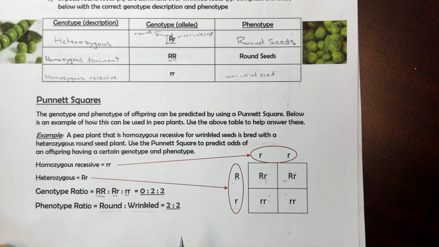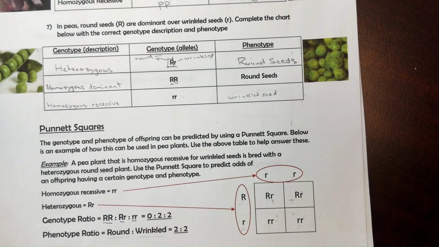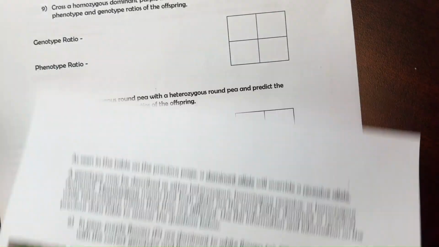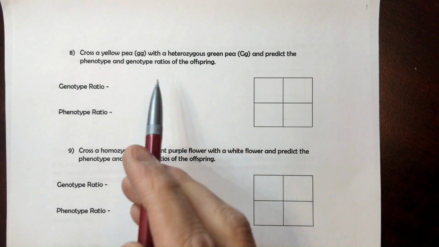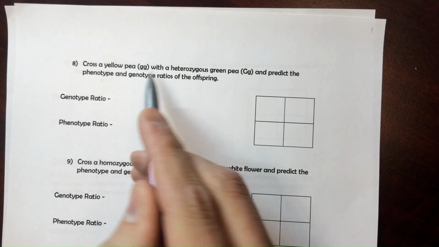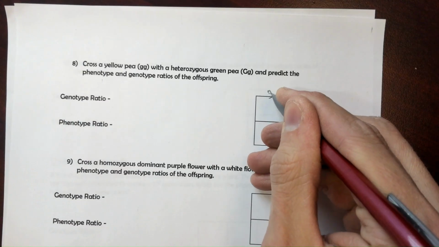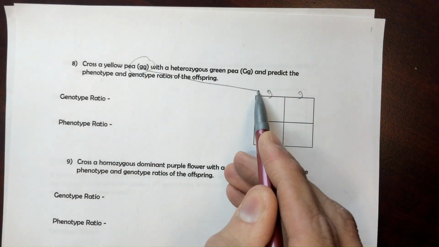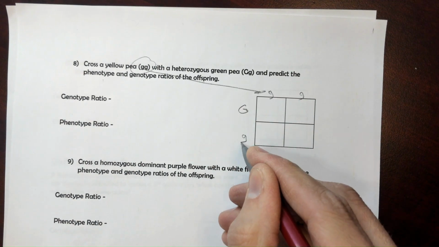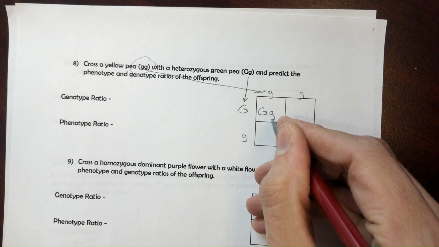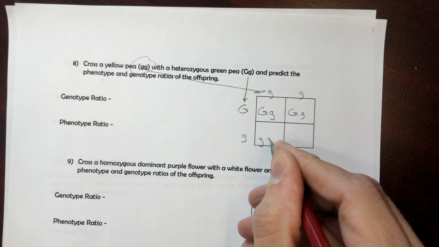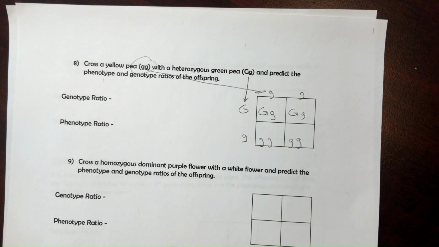All right, so now using what we've kind of gone over here, let's solve out these Punnett squares. All right, the first one says, cross a yellow pea with a heterozygous green pea and predict genotype and phenotype ratios. All right, so this one I go ahead and give you the genotypes. So we can go ahead and put small g here. So that's that individual there. And then we're going to put big G, small g here. That's there. All right, and then we do the cross. And it looks like that.